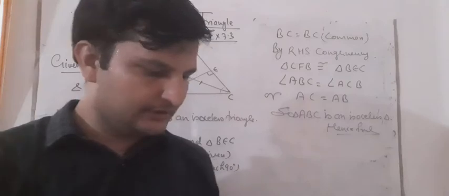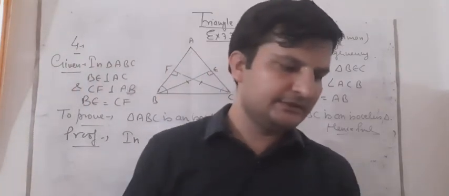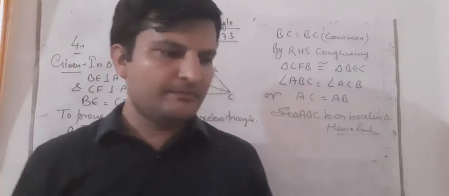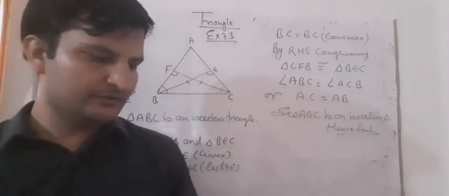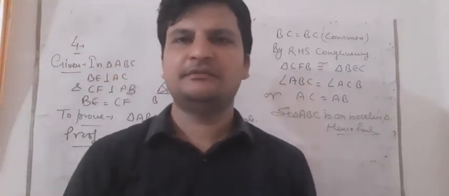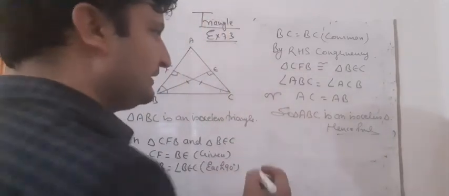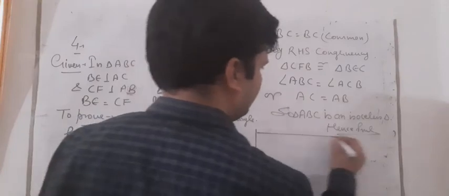Now the last question is question number 5. Question number 5 is: ABC is an isosceles triangle with AB equal to AC. Draw AP perpendicular to BC to show that angle B is equal to angle C. It is a very easy question student. You have to solve it yourself, and I am telling you how we can prove it.